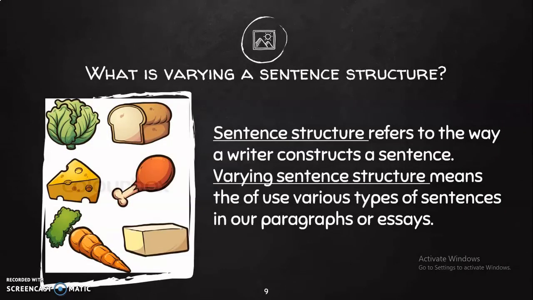Let's see them. First, let us define what a sentence structure is, and then a varied sentence structure. Sentence structure refers to the way a writer constructs a sentence. When we say varying sentence structure, it means the use of various types of sentences in our paragraphs or essays.